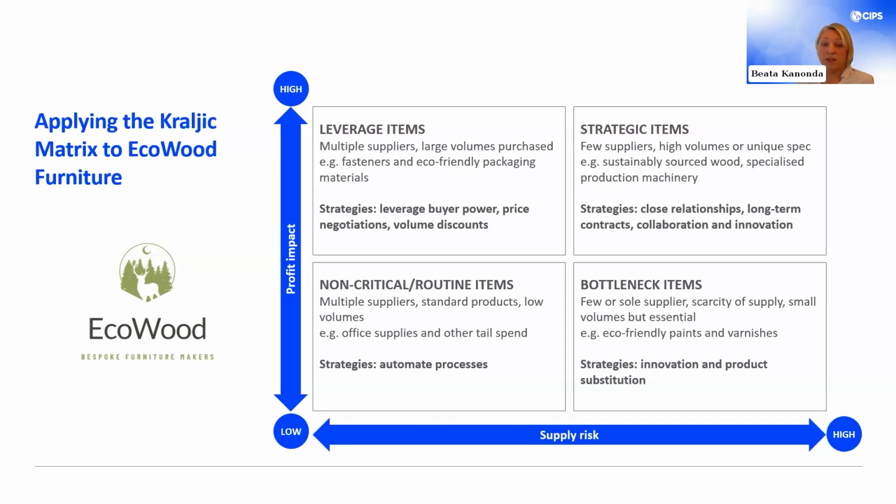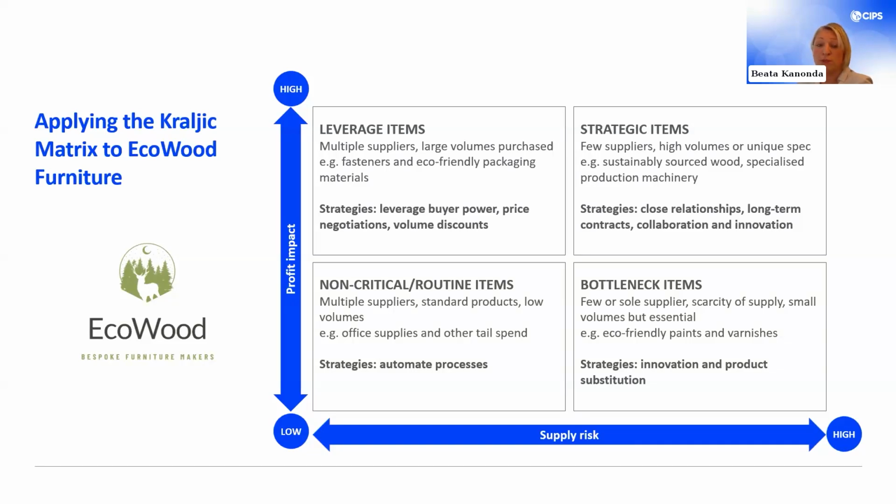So for bottleneck items, EcoWood's strategy should focus on reducing supply risk and ensuring continuity of supply. That can be achieved through risk mitigating activities like maintaining buffer stocks of these items, giving the suppliers very accurate forecast data as far into the future as possible. Another strategy is for EcoWood to work with existing suppliers to increase their capacity or invest in R&D to develop alternative materials that can substitute for the current eco-friendly paints and varnishes.